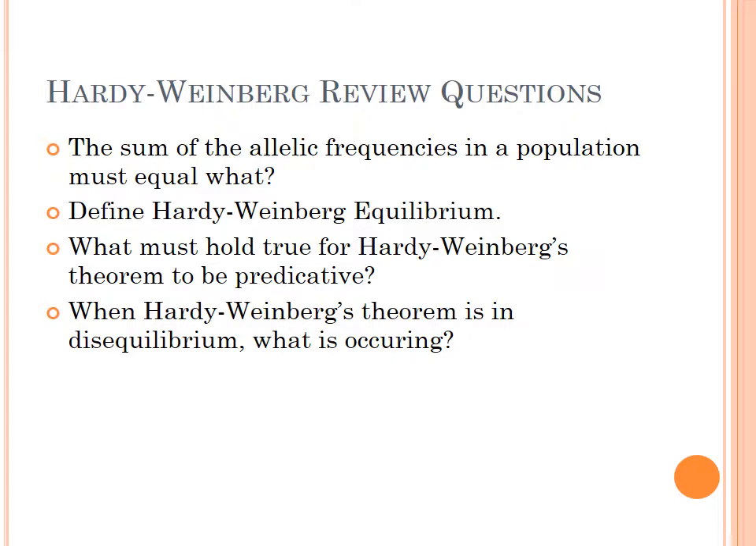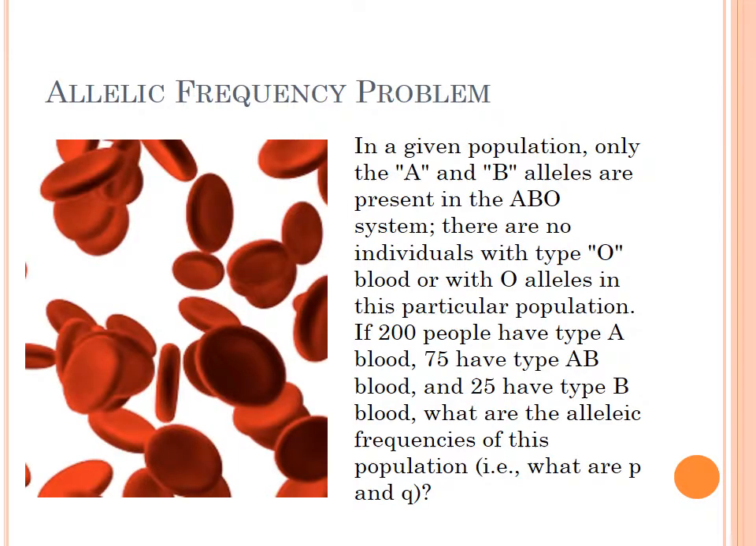For Hardy-Weinberg to hold true, for it to be predictive, you need to have no mutation, no migration, no genetic drift, no natural selection, and, this is going to sound weird, no non-random mating. Now, what happens when Hardy-Weinberg does not equal 1? What do you get? Evolution. You're right. Mutation could be one reason for it, though. So we're going to start off just reviewing some basic Hardy-Weinberg.